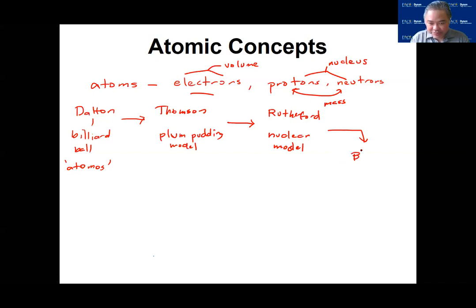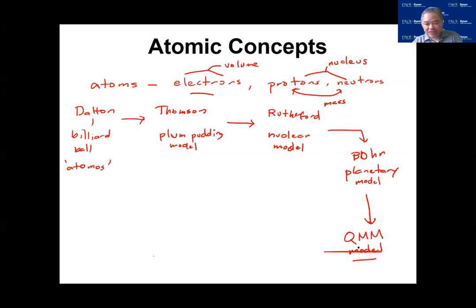So from that, you have Bohr. What's the Bohr model? The planetary model. Okay. Unfortunately, the planetary model only works for hydrogen. Okay. But it laid down the QMM model that we know right now about the atom. So what's the QMM? The quantum mechanical model. So there are a lot of people involved here, but for most of this it is Schrodinger and Heisenberg.